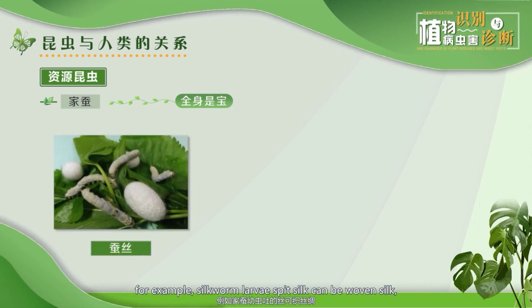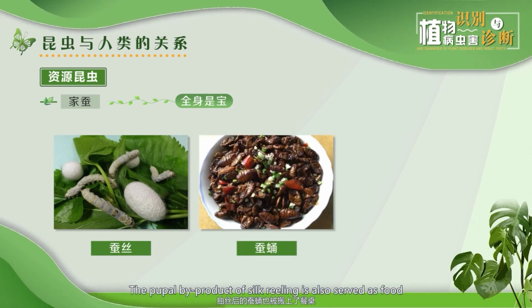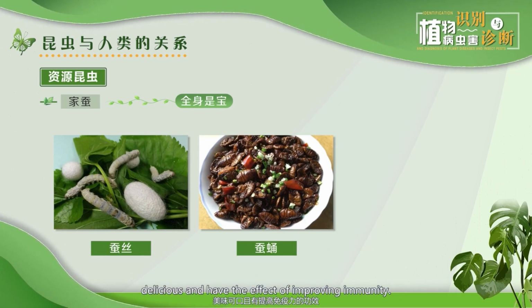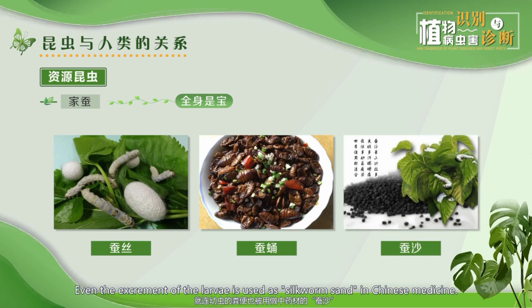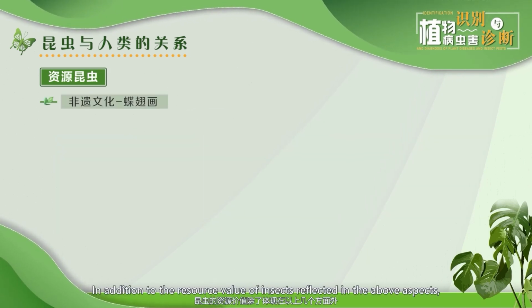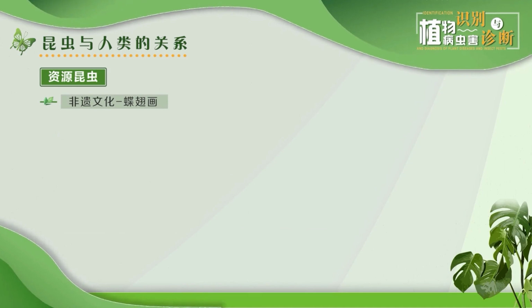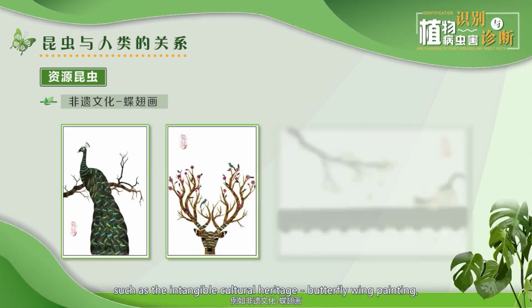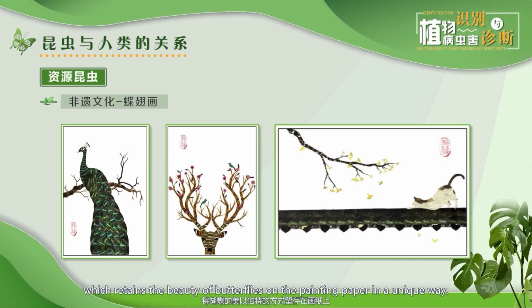For example, silkworm larvae spit silk that can be woven into silk. The pupal byproduct of silk reeling is also served as food, delicious, and has the effect of improving immunity. Even the excrement of the larvae is used as silkworm sand in Chinese medicine. In addition to the resource value of insects reflected in the above aspects, we can even make them into works of art, such as the intangible cultural heritage, butterfly wing painting, which retains the beauty of butterflies on the painting paper in a unique way.